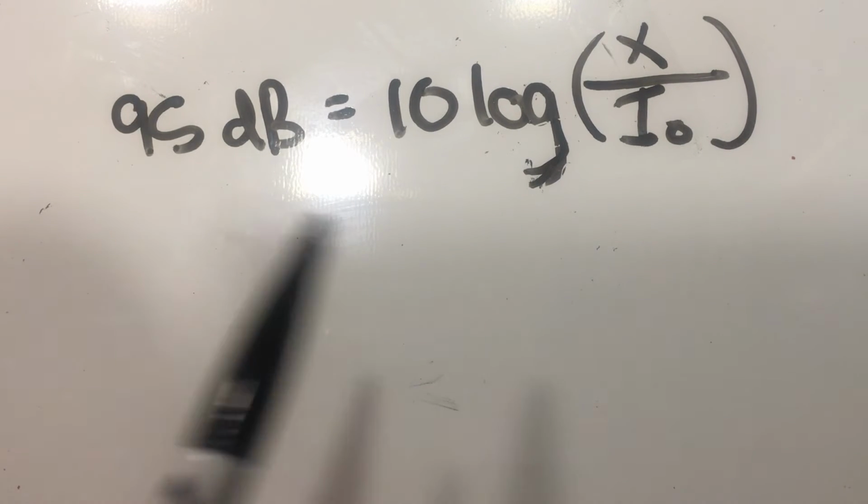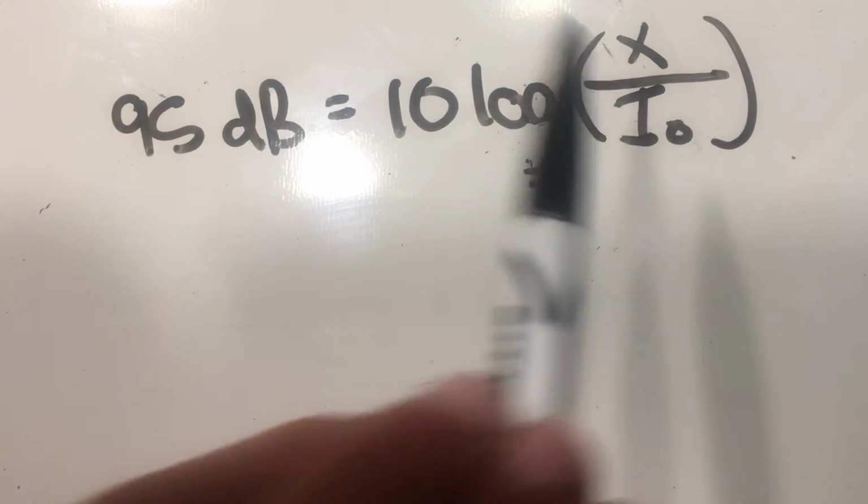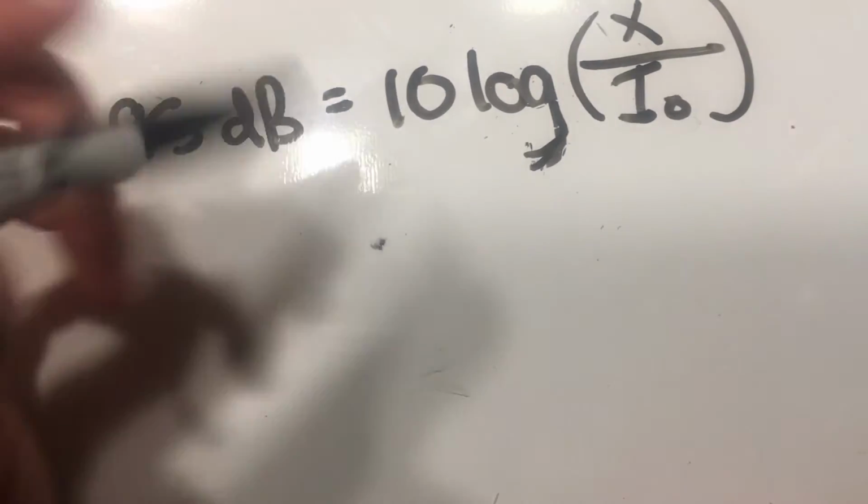This is our equation. We want to solve for x. We can just undo this with simple algebra. Our first move is going to be dividing both sides by 10.